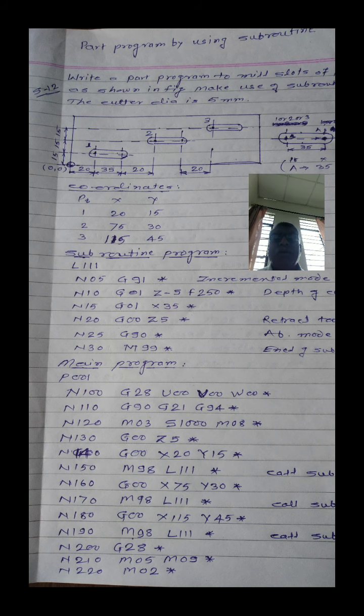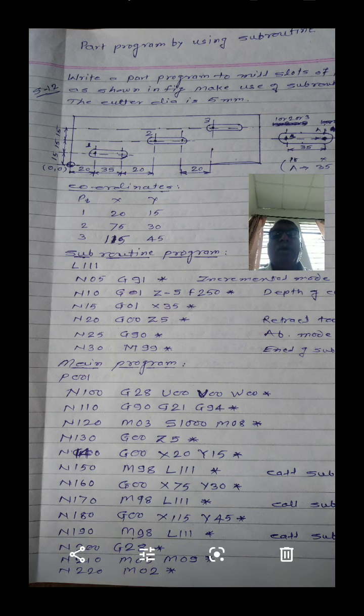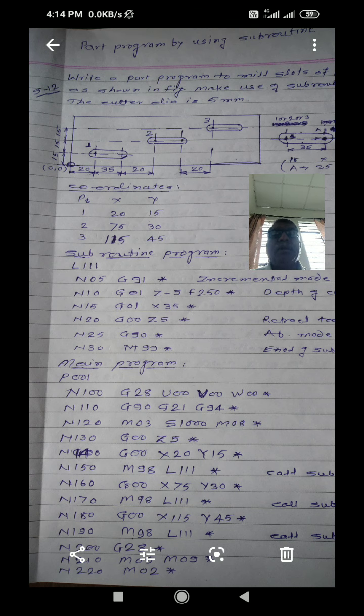That is subprograms. Subprograms are used for identical operations at various locations. First, you have to write the part program for a particular operation, then call this subprogram in the main program at various locations. We will explain this subroutine or subprogram with the help of one example.